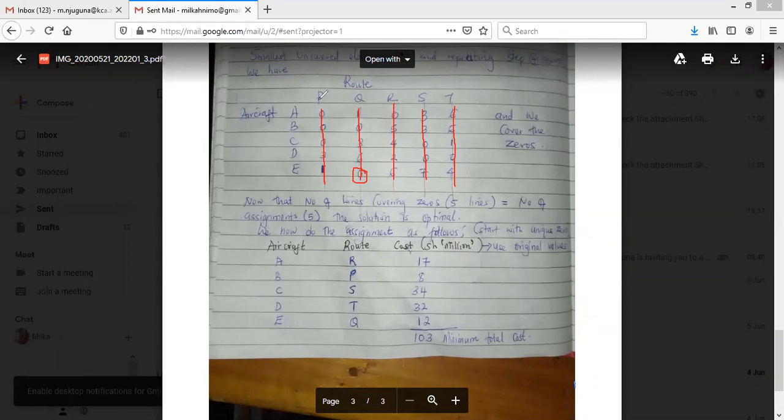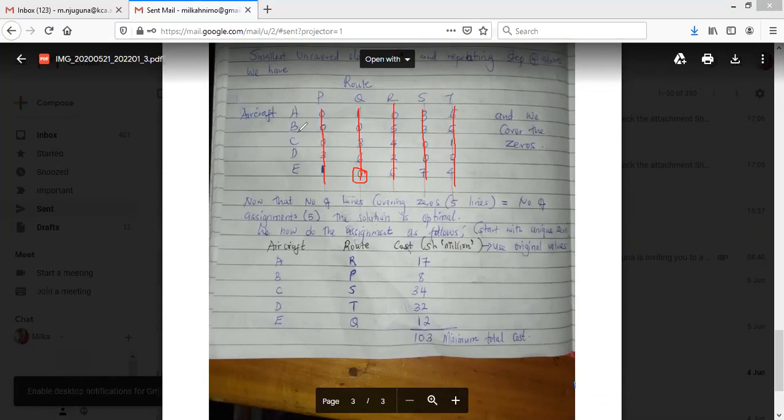You leave P not to be taken by aircraft A, because if you do, then R will lack an assignment. So you're assigning aircraft A to R because of the uniqueness nature of R. It can only be given to aircraft A. Okay? So you come and do that assignment.